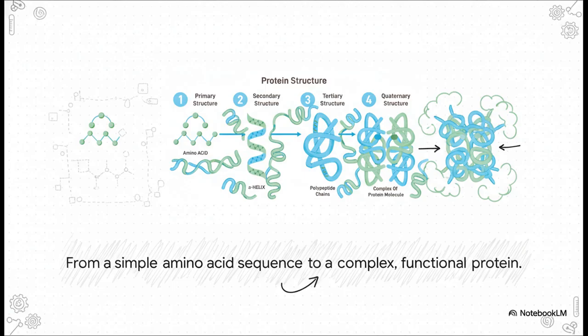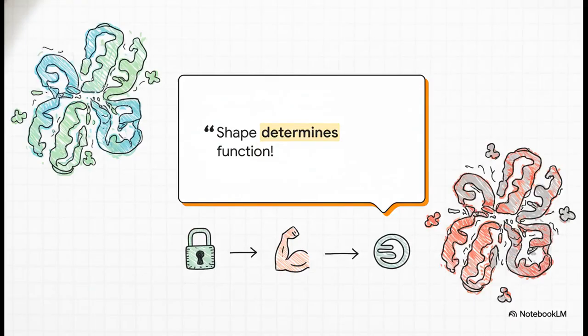Then you get these little local folds and coils, like these helices. That's your secondary structure. Then the entire chain folds up into this one big, complex 3D glob. That's the tertiary structure. And for some proteins, not all of them, but some, you need multiple folded chains to come together to make the final machine. That's quaternary structure. Seriously, if there is one thing you remember from our talk today, make it this.